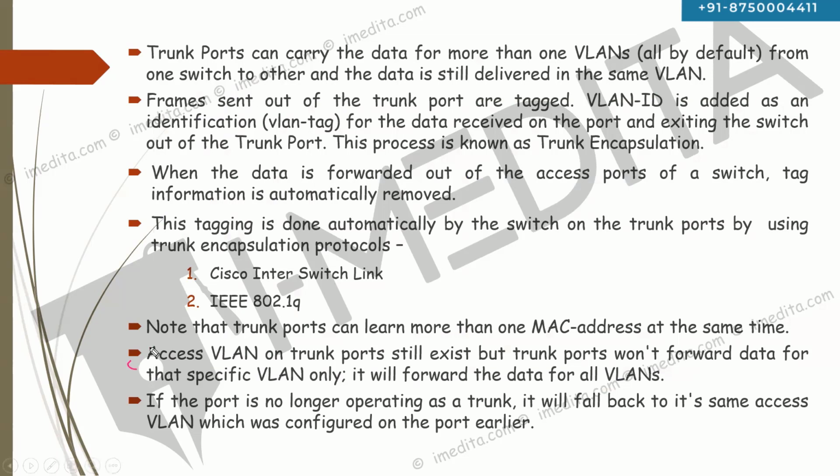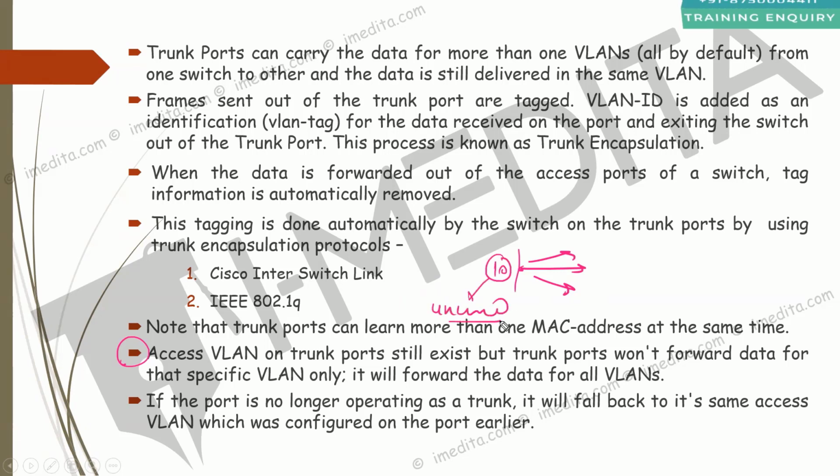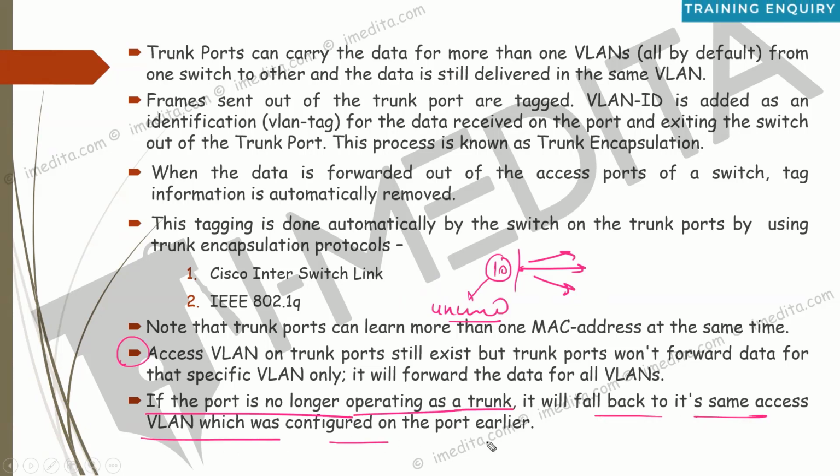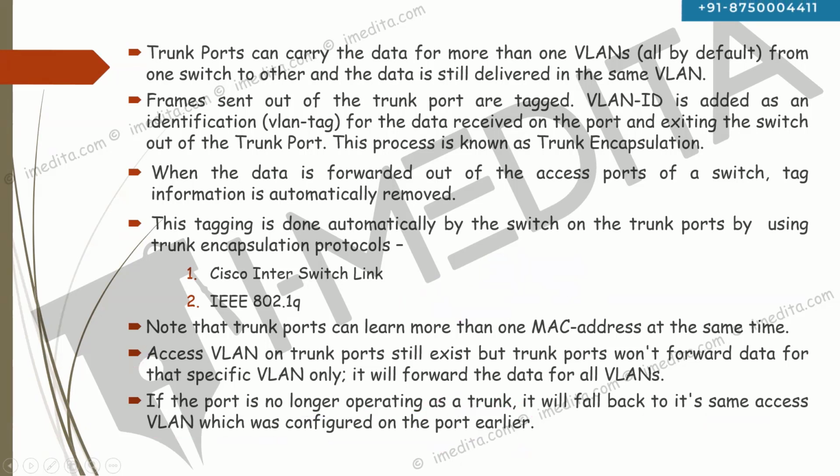That is what it says: access VLAN on the trunk port still exists. If we have configured the port to operate as a trunk port, that's fine, but the access VLAN will still be there on that trunk port. However, since the port is operating as a trunk port, the port will forward the data for all the VLANs, not only for that specific VLAN. It's more like unused. If the port is no longer operating as a trunk port, it will fall back to the same access VLAN that was configured on that particular port earlier.